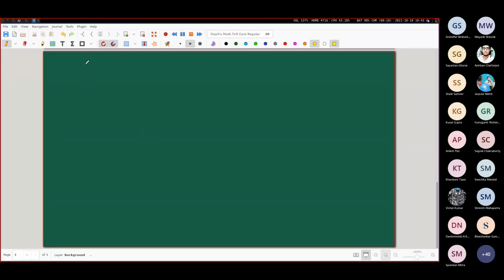Okay, next example. So here we are going to consider a simply supported beam.